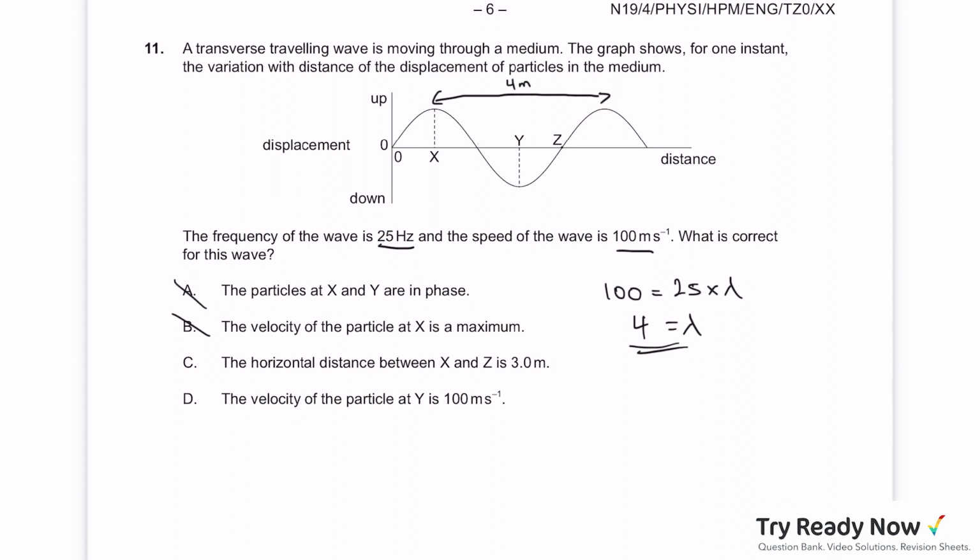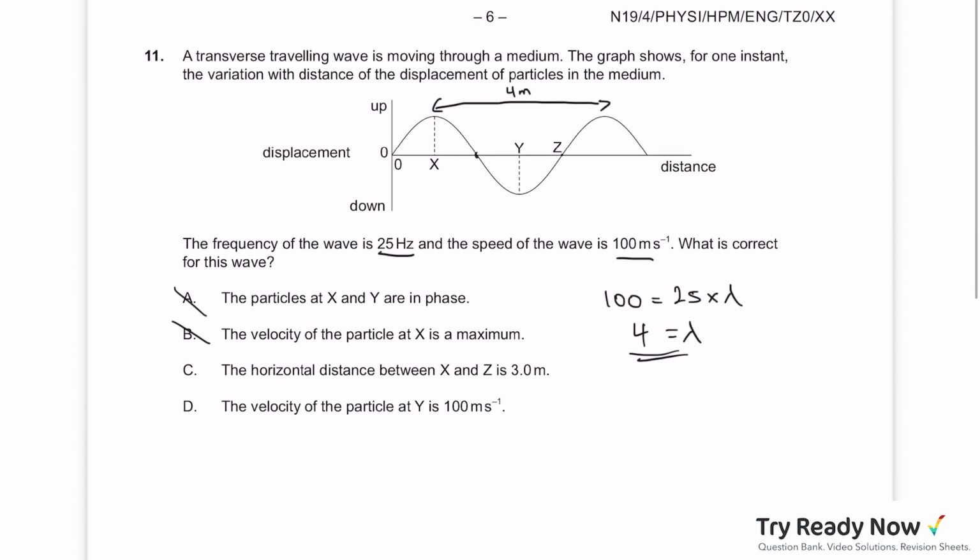And what they've done here is divide it, let's add in another node here, into 4 segments. So this would be the first one, second one, the third one, and the fourth. And we know that these all have to equal 1 meter in horizontal distance. So we have 1 meter, 1 meter, and 1 meter. This means that the distance between X here and Z would be 3 meters, which means that option C is the answer. And we definitely know that option D is false.